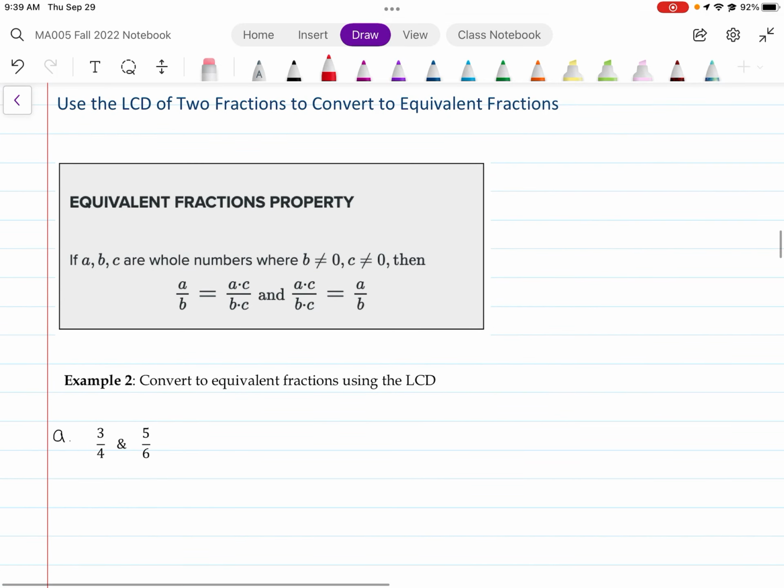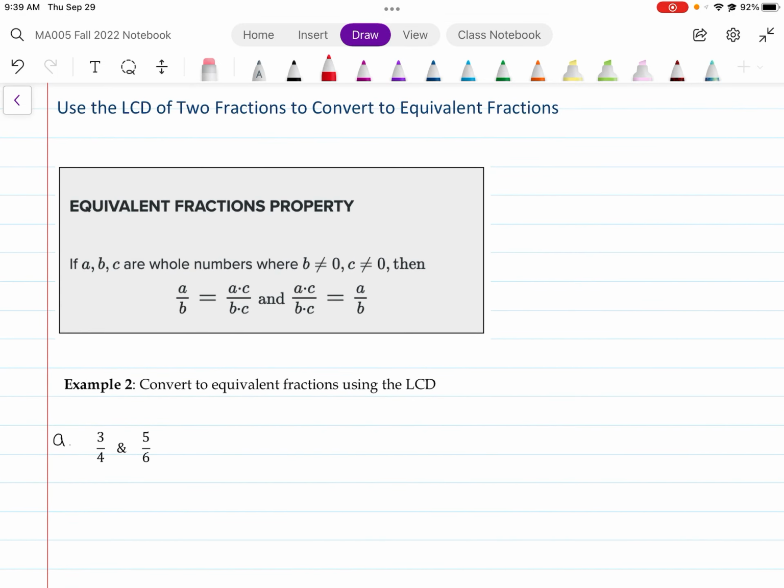So equivalent fractions property is important here. Okay, so we did this first a few days ago to make sure that you understood equivalent fractions first, because we need it to be able to add and subtract fractions. So easing into this, we're going to convert two equivalent fractions using the least common denominator. We're not going to add or subtract, just converting so that they are equivalent to each other.